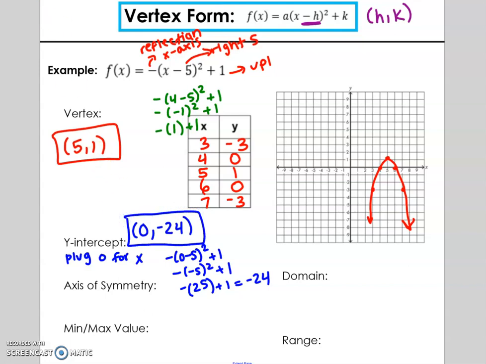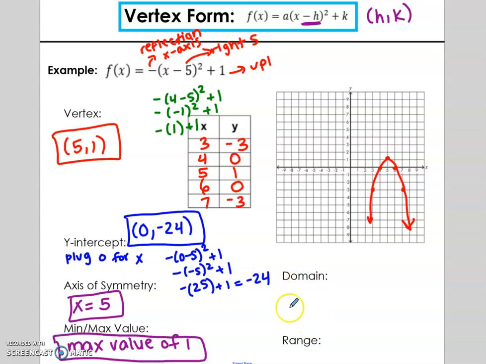After this, all of the math is really done. The axis of symmetry is going to be the imaginary vertical line that we draw right through the vertex, and that will always be written as x equals, because it's a vertical line, and will always be x equals the x value of the vertex. So the x value of the vertex here is 5, so x equals 5 will be our axis of symmetry. Okay, since this parabola opens down, it means it will have a maximum value, and the value it has a maximum at will always be the y value of the vertex. So a max value at 1.